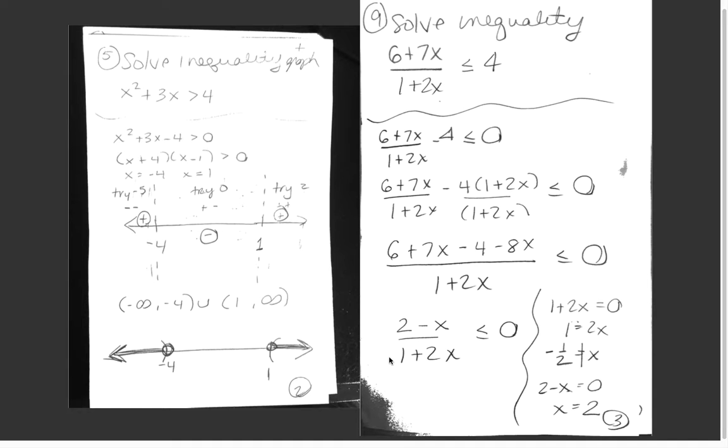So I'm going to solve this to figure out what makes the denominator equal to 0. So I'm going to say 1 plus 2x equals 0. 1 is equal to negative 2x. So x can't be equal to negative 1/2. So I'm going to exclude negative 1/2 from my solution. And then I need to find the 0 of the numerator. 2 minus x equals 0. x equals 2 is the other solution.